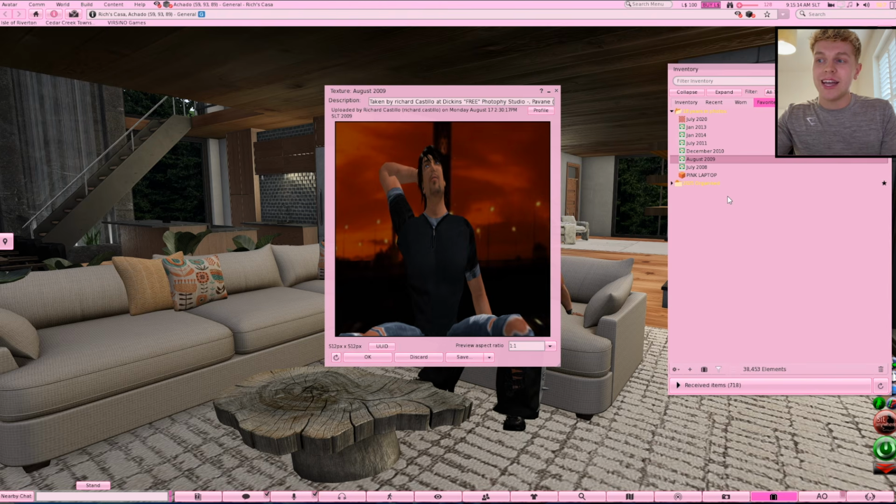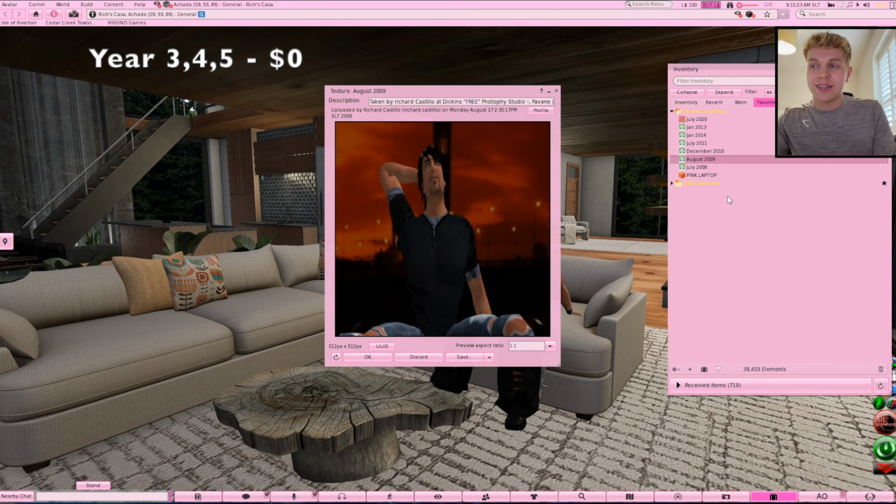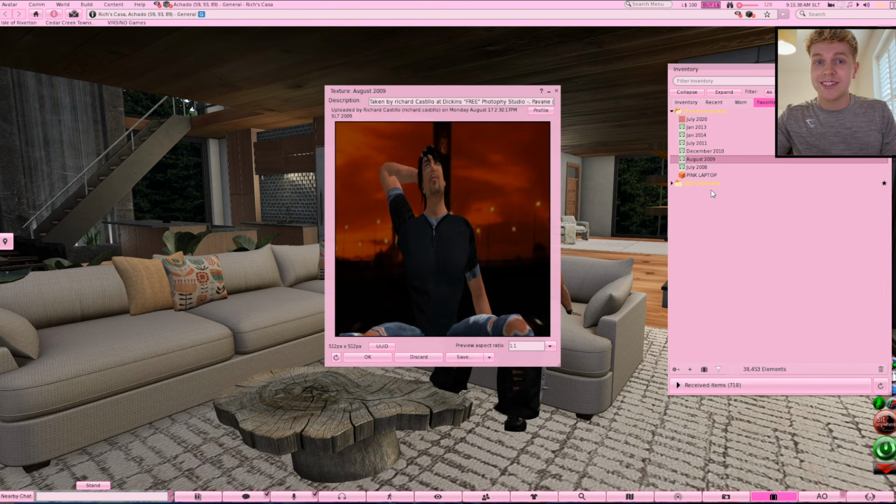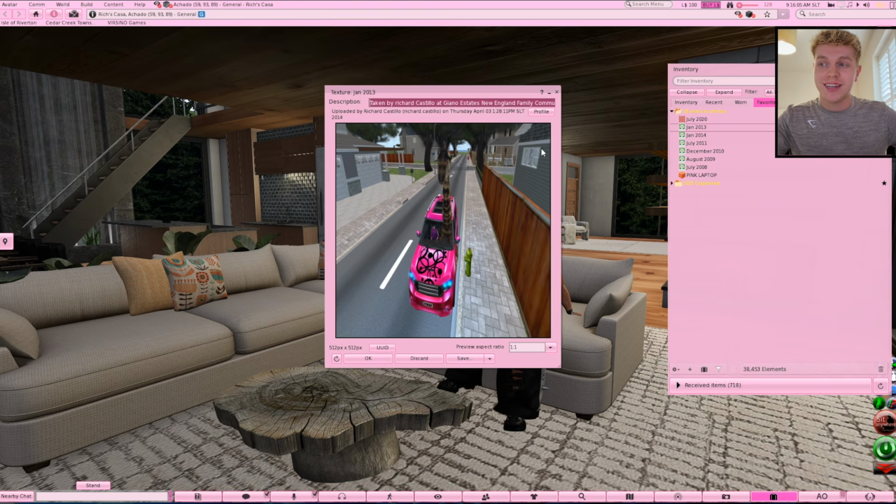Then interestingly, in year 3, 4 and 5, I actually spent $0. I don't know if maybe I took a break during this time, or if I just wasn't buying things, but in those 3 years, I did not spend a single dollar on getting lindens. Then we move into year 6, $420.32. My 6th year in Second Life, this is what I was spending my money on basically. I had a pink car, I had a giraffe in that car. Still not seeing where this money's gone.